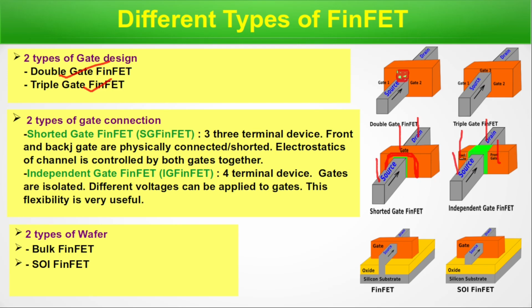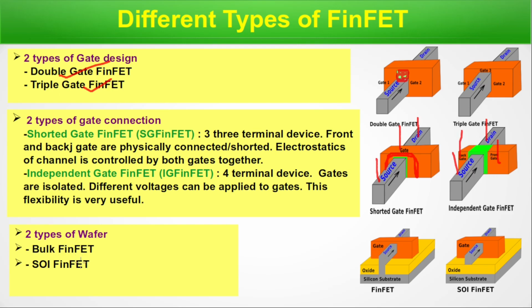Gates are isolated. From these two sides, different voltages can be applied to the gates. This flexibility is very useful, it's much more flexible. Here, gates are all shorted, so we cannot operate them separately. That is SG FinFET. And here, IG FinFET, the back gate and front gate can have different voltages applied. They can be operated separately. So this is basically a 4-terminal device.